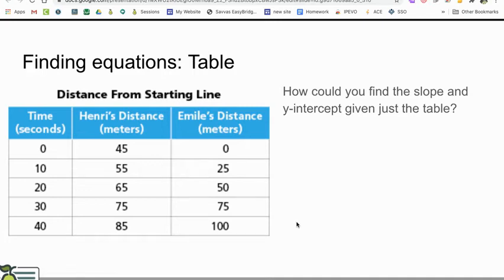So how do we do this if we're given just a table? From a table, you still have to find the y-intercept, and you have to find the slope. Go ahead and pause the video and take a minute. How do you think you might find that?